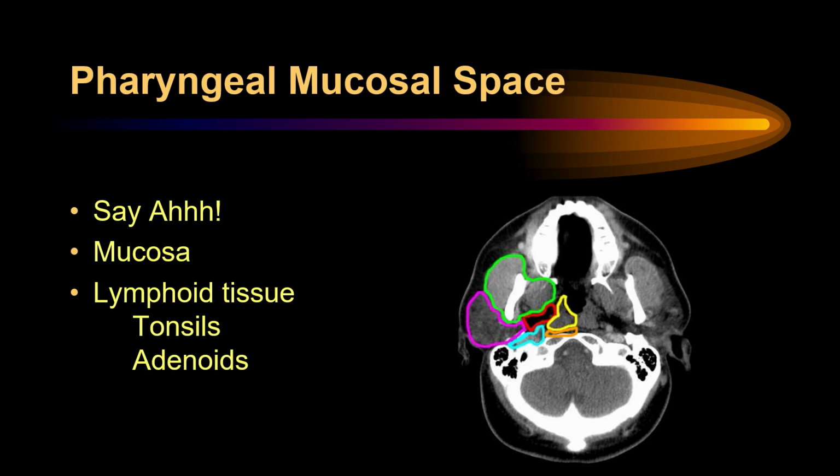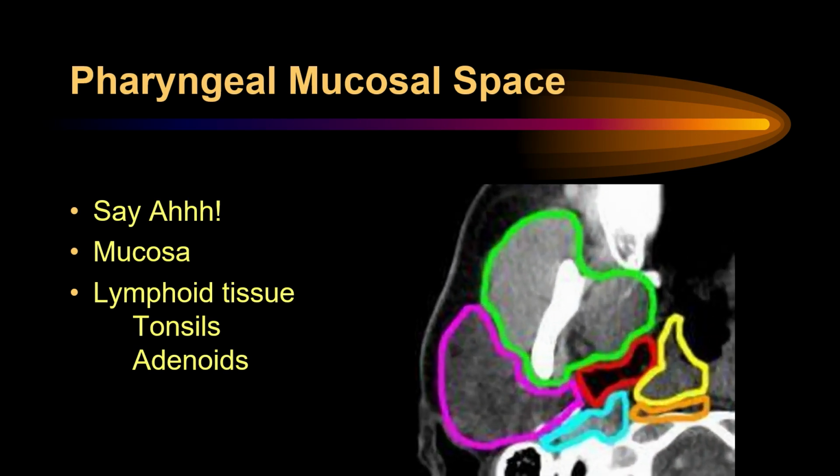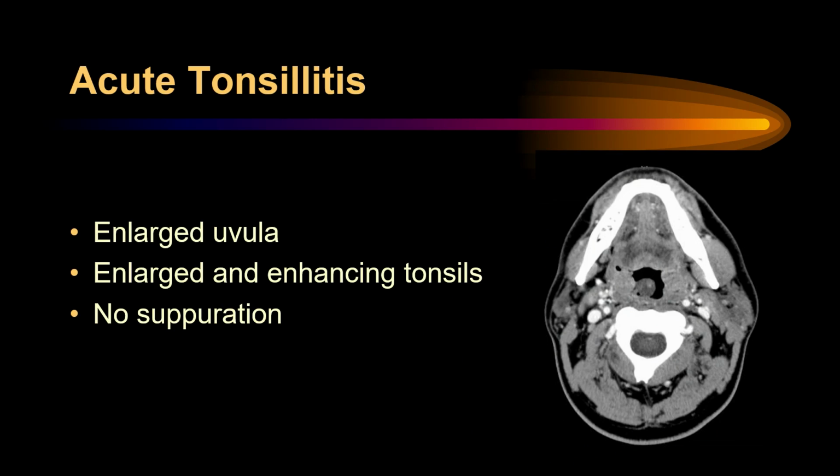Next time you're standing in front of a mirror, open your mouth, look in the back of your throat. Look behind that pink hanging down thing. That's your uvula. Look behind that, and you're going to see mucosa. That is the mucosa of the pharyngeal mucosal space. And then just deep to that mucosa is lymphoid tissue. You can arbitrarily divide that into tonsils and adenoids and all that, but it's just a big blob of unencapsulated lymphoid tissue. And I've shown that in sort of a mustardy yellow here.